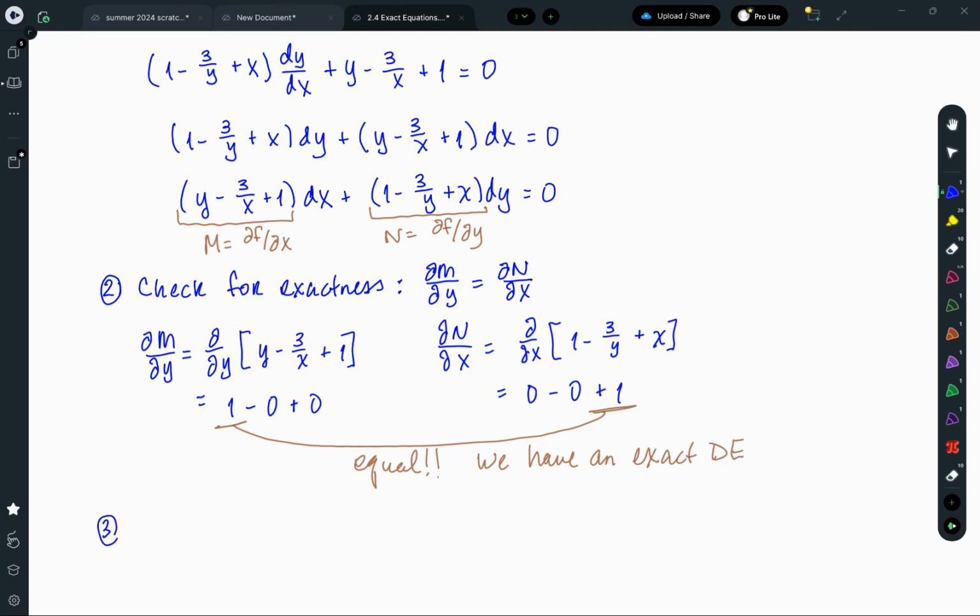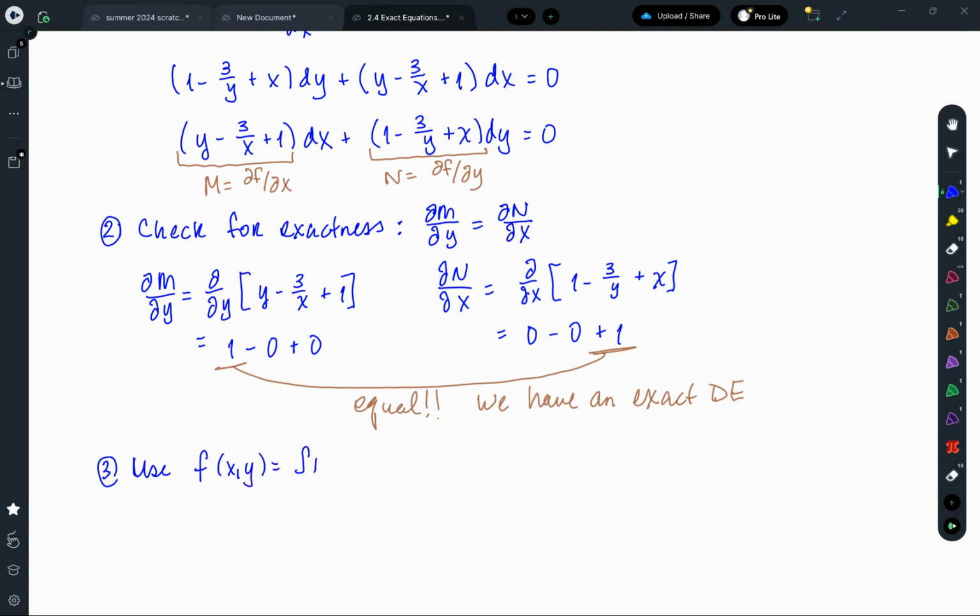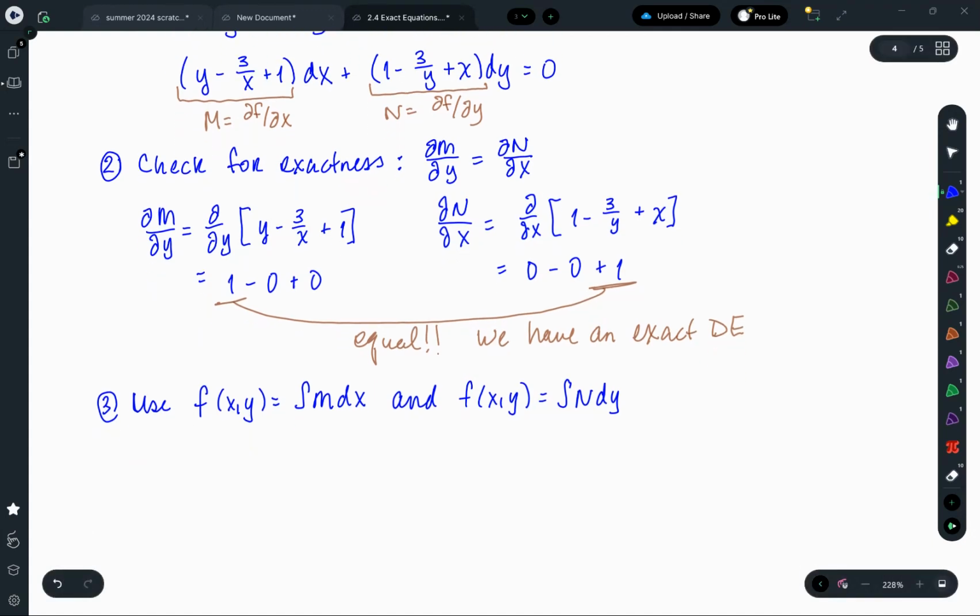Okay, so what we want to do is use the fact that f of x, y is equal to the integral of M dx. So it's a partial integral. We're going to take M. Since M is supposed to be a partial derivative with respect to x, let's partially integrate it with respect to x and see what we get. And f of x, y is equal to the partial integral of N with respect to y. So let's calculate those to come up with f of x, y.